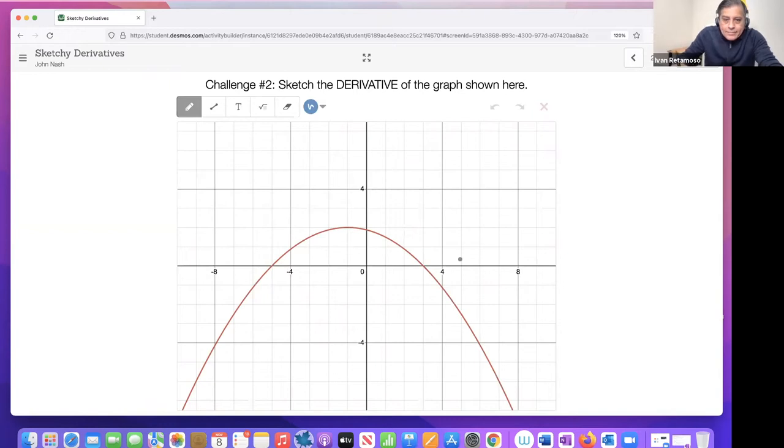For that, guys, if you want to be exact, you could figure out the equation of this parabola, the quadratic equation of this parabola, and then take the derivative. But I give you this hint. Maybe it's easier to do it this way since it's just a sketch. Look for the point where the derivative is zero.